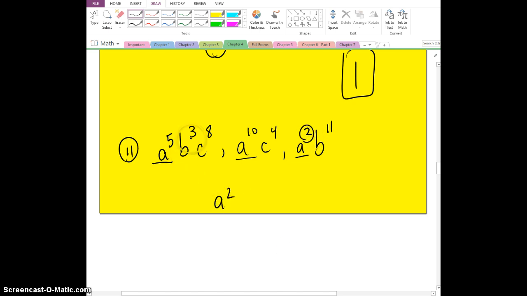Let's see if they share b's. This one has b to the 3rd, right here. There are no b's here, which automatically means they don't have the b's in common. So we cross off the b's. Take a look at the c's. This has a c, this has a c. However, this one does not have a c. So since they don't share a c in common, all they have is a squared. And that's how you do the greatest common factor.